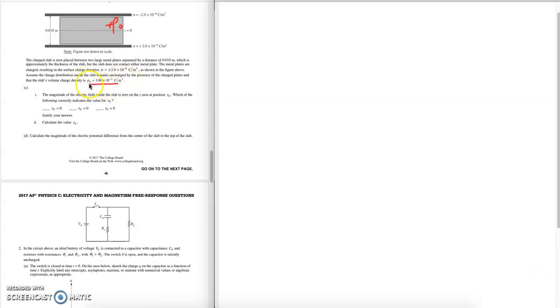Now they've also told us a number for this, and they've told us a number for that. Oh, and they've also given us the distance between them. All right, the magnitude of the electric field inside the slab is 0 at position z naught.